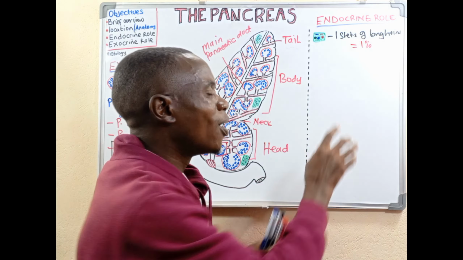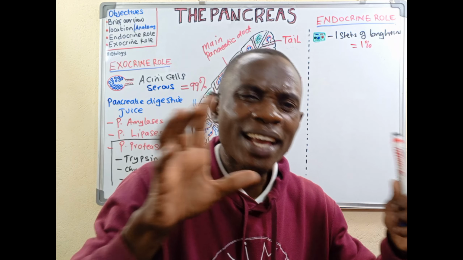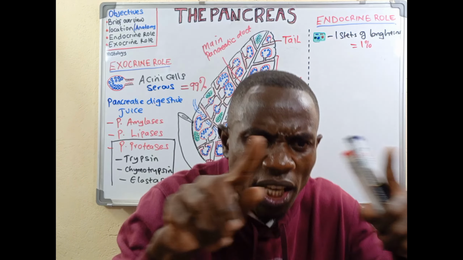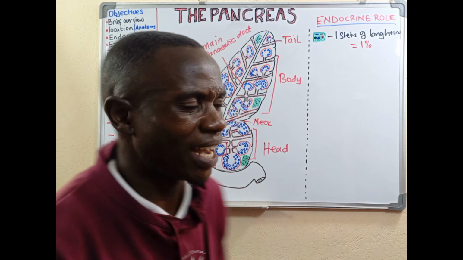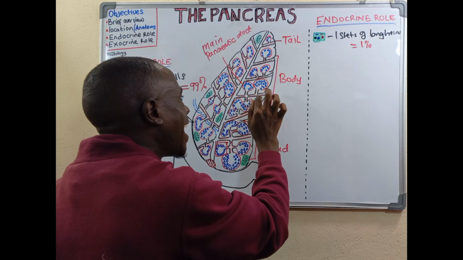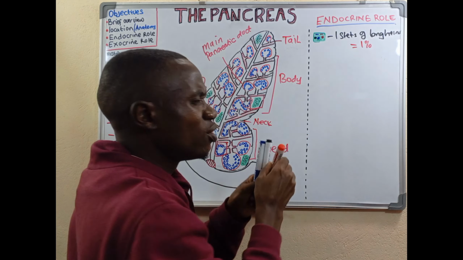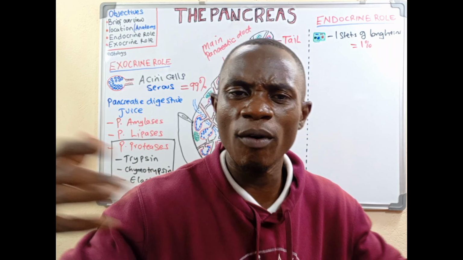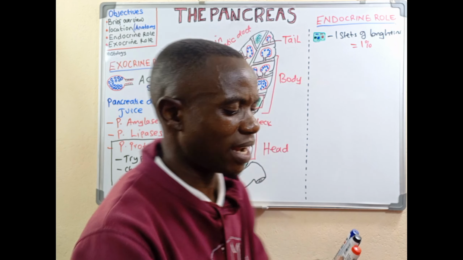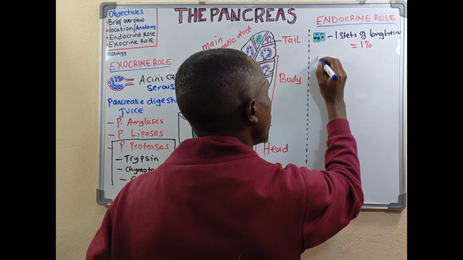Now, when he zoomed inside this islet of Langerhans tissue, he observed very many other cells. What are some of those cells that are part of the islets of Langerhans? These green tissues here are the islets of Langerhans. When you cut the whole of this tissue, bring it here and zoom inside, you are going to see a couple of different cells. What are some of these cells that make up the islets of Langerhans? The first one, which is very important, is the beta cell.